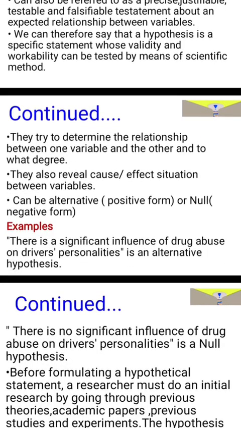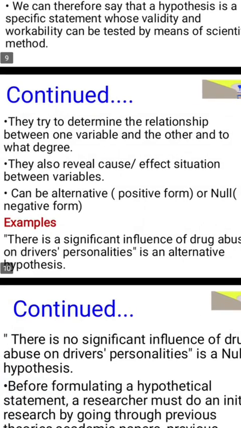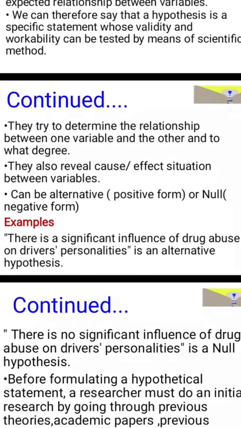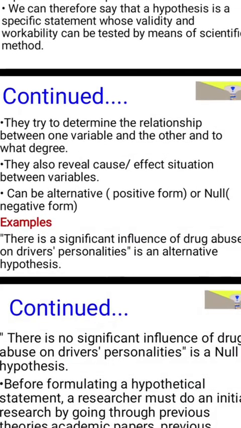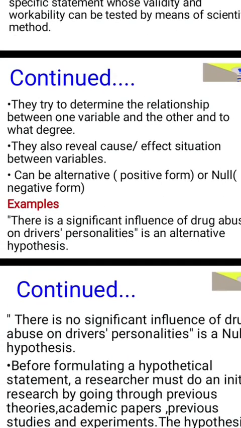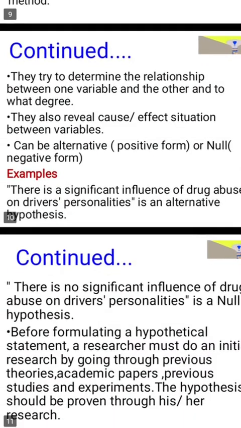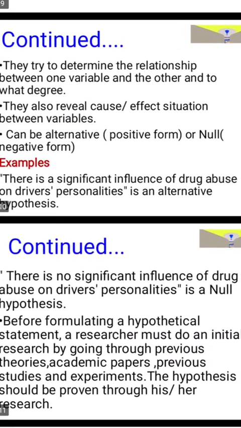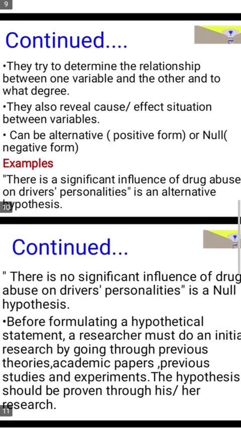We should also know that what we are calling hypotheses can assume a positive form or a negative form. Positive hypotheses are referred to as alternative, and the negative ones are what we call the null. An alternative hypothesis can be like, I've just given an example here: there is a significant influence of drug abuse on drivers' personalities.